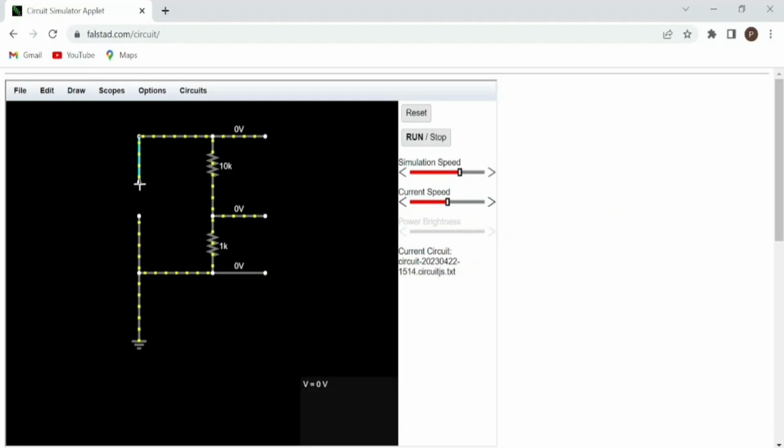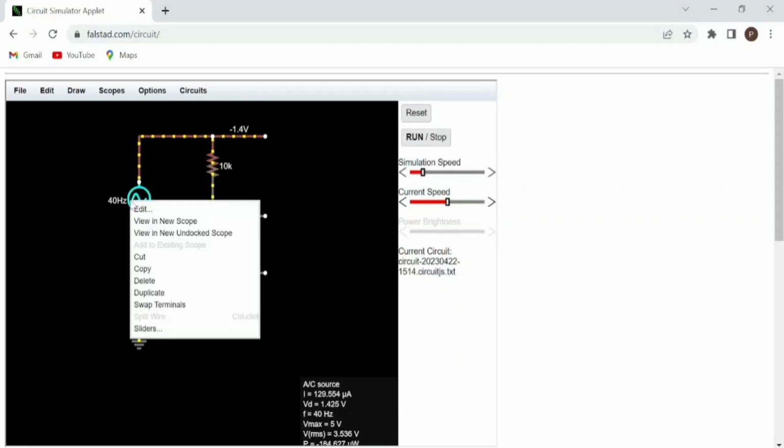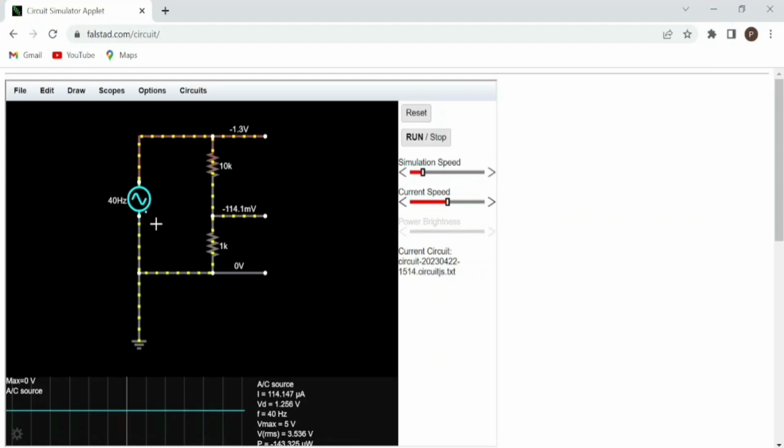Click on add an AC source, and now let me add an AC source. Now also let me reduce the simulation. You will observe that I am applying a sine wave. Let me also click on view in a new scope.